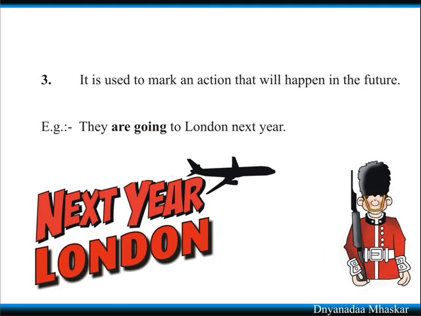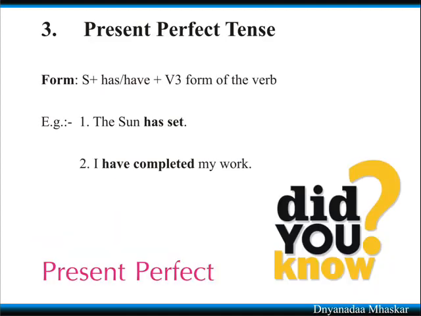The third use is to mark an action that will happen in the future. Example: They are going to London next year. So present continuous is also used to denote an action that shall take place in the future. Let us come to the third kind of tense, that is present perfect tense. What is the form of present perfect tense? Subject plus has or have plus the V3 form of the verb.